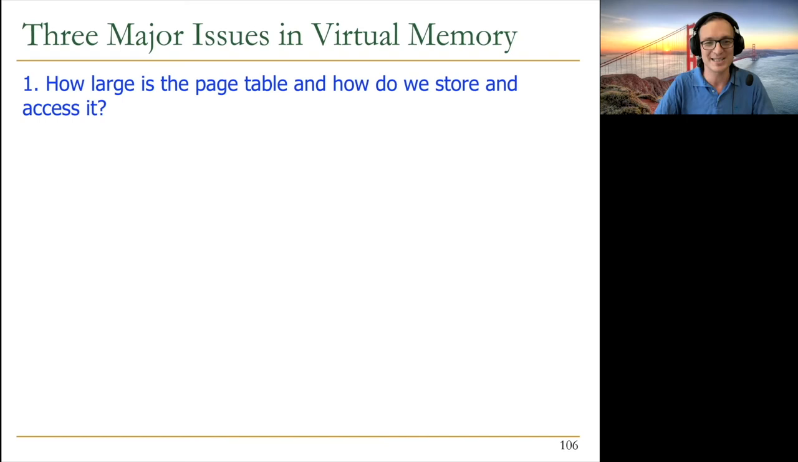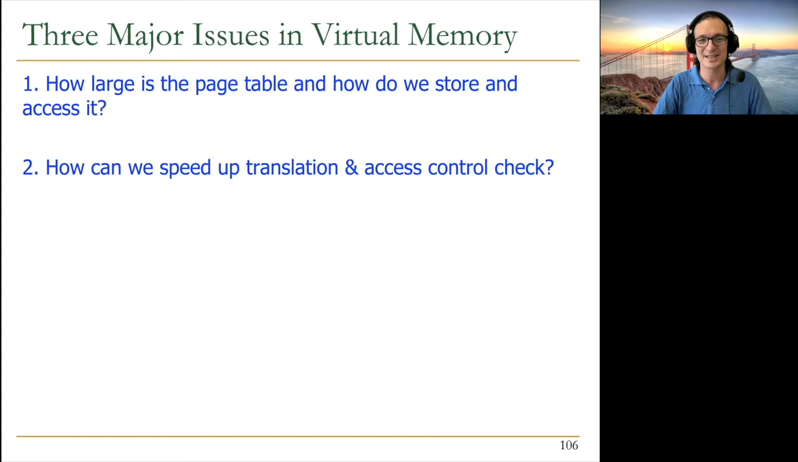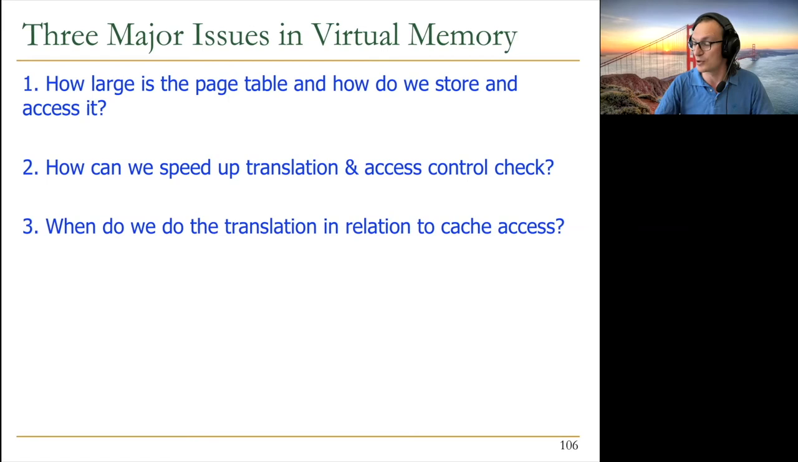The second question is, how can we speed up translation and access control check? Again, we've discussed this: TLBs. These are very important, which is why I raise these questions. And then there's a third question, which was brought up by one of you in the last lecture: when do we do the translation in relation to the cache access? That's going to be important. I'm going to give you a teaser of that, but we're not going to go into the details. There are some backup slides and some lecture references you can take a look at.